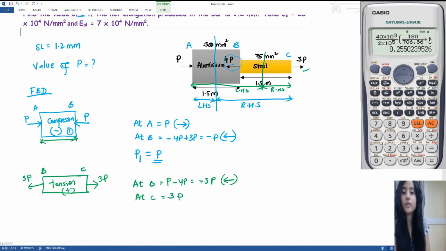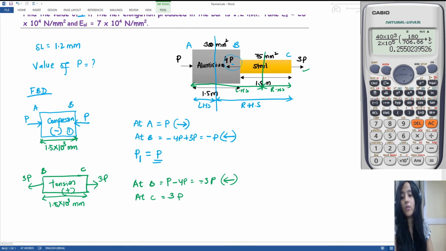Now how do we convert meter to mm? It is 1.5 into 1000, so 10 raised to power 3. And similarly here, the length of this body is 1.8 meter, so it will be 1.8 into 10 raised to power 3 mm.